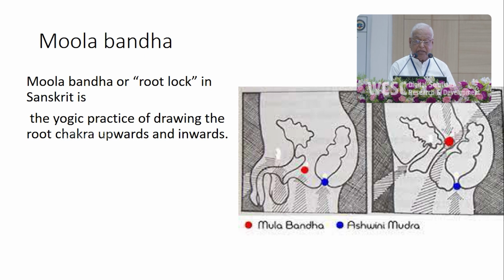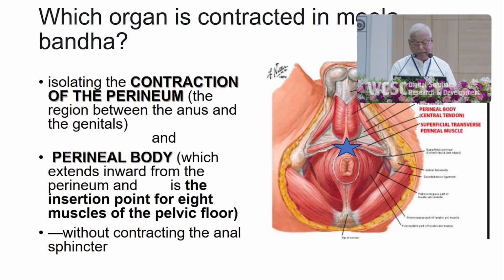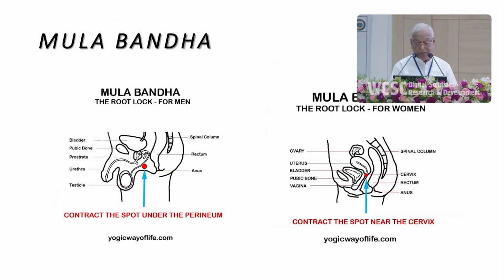Kayakalpa also uses the same Mulabandha to raise the energy to the skull, and from there the energy is released all over the body. So this is a contraction of the perineum that involves the anus and the perineal body, without contracting the anal sphincter, that should be noted. Mulabandha specifically stimulates the genetic center. So the genetic center corresponds to Mulabandha. This distinction we have to keep in mind.